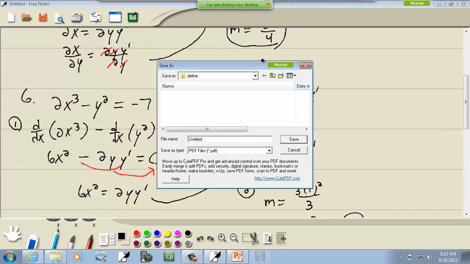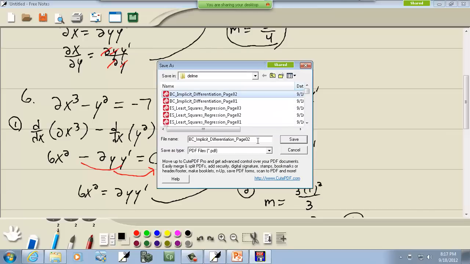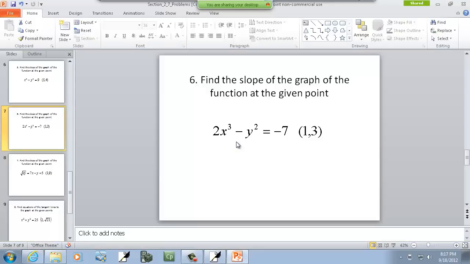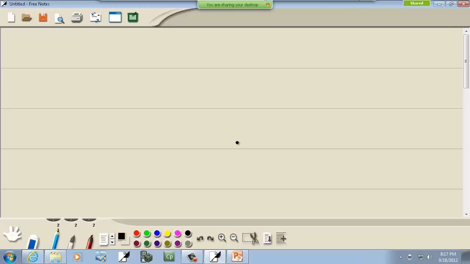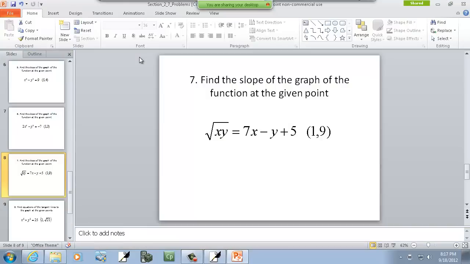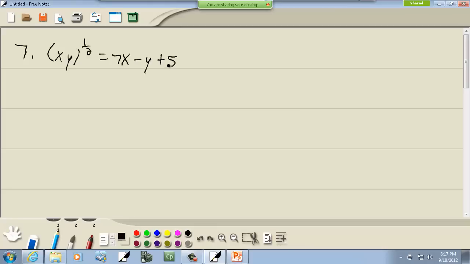The next problem is kind of a long one. Anytime you have a radical in them, they don't come out nice. So we've got the square root of xy. I'm going to go ahead and write it as xy to the 1/2, because I know I need to do that. It equals 7x minus y plus 5, at the point (1, 9). Still the same instructions: find the slope of the graph.